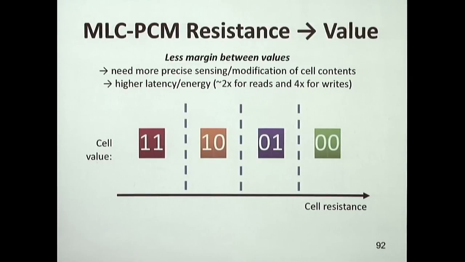Right? Now you have a smaller resistance range. And as a result, this leads to higher latency and energy, it turns out. So that's one trade-off between single-level cell and multi-level cell. The same trade-off exists in flash memory also. The reason you cannot do it in DRAM is that you can chop up this resistance range into multiple sub-ranges. It's very difficult to do that in DRAM.